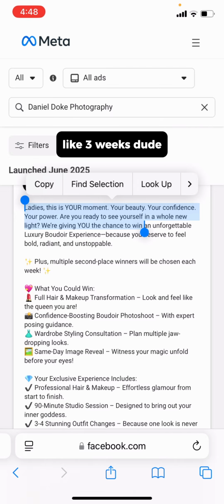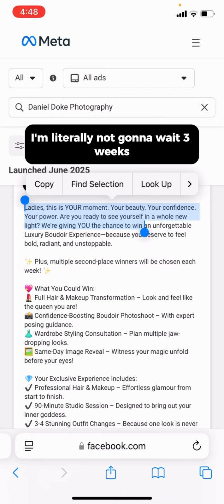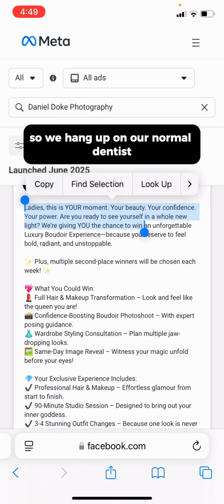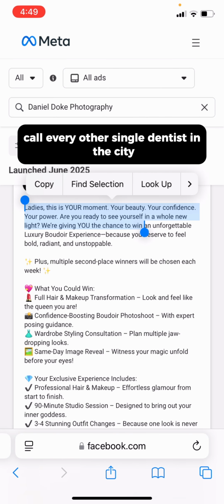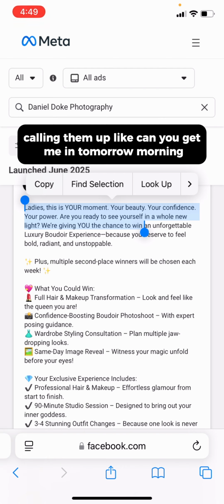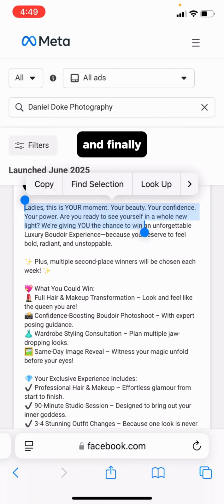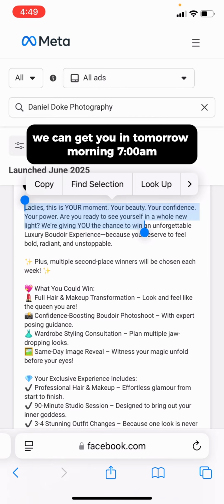We're like, 3 weeks, dude, no way. I'm not going to wait that long. I'm literally not going to wait 3 weeks to get this solved. I got to get this solved ASAP. So we hang up on our normal dentist, and guess what? We literally call every other single dentist in the city, calling them up like, can't get me in tomorrow morning, can't get me in tomorrow morning, can't get me in tomorrow morning. And finally someone says, yes, we can get you in tomorrow morning, 7:15 a.m.